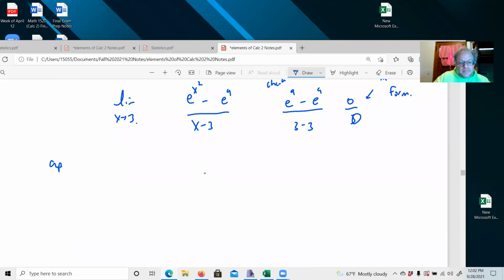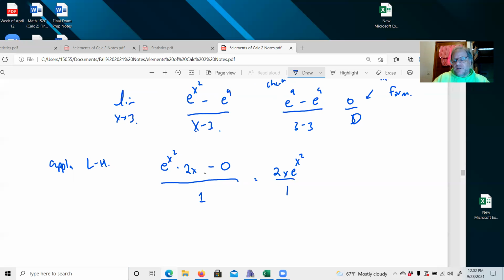Okay, we're going to apply L'Hopital's. So what's the derivative of e to the x squared? Well, that's e to the x squared times its chain, 2x. What's the derivative of e to the ninth? E to the ninth is a constant, so we take that derivative, we get 0. What about the bottom? The derivative of x minus 3 is 1. So here we have 2x e to the x squared over 1. If we apply our limit, x goes to 3, we have 2 times 3 e to the 3 squared. So that's 6 e to the 9.